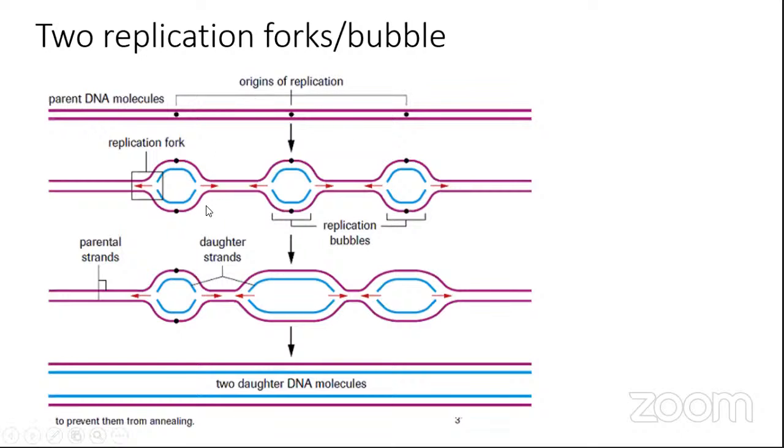So for that, for example, here we have three origins of replication and three replication forks which bind to the origin of replication. And since this forms a broader space, it is also called replication bubbles. And here the two new daughter strands form, and once these come in contact with each other, then the replication forks disappear and the two new strands come into place.